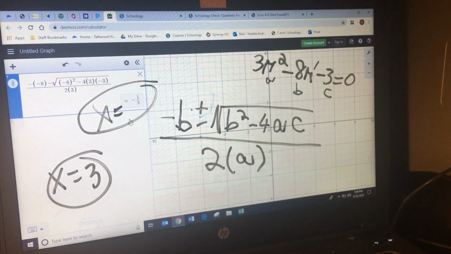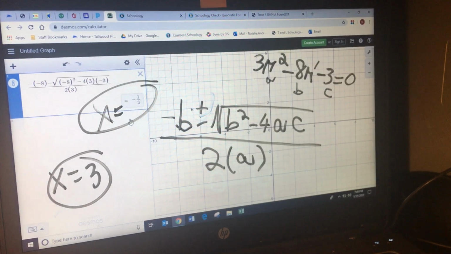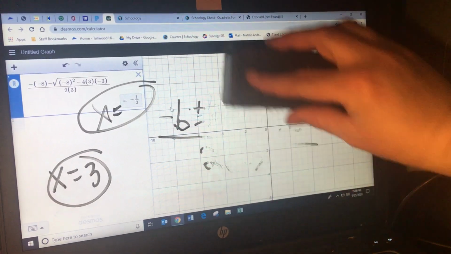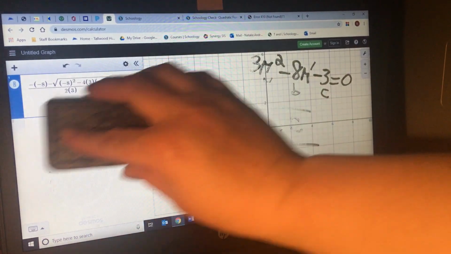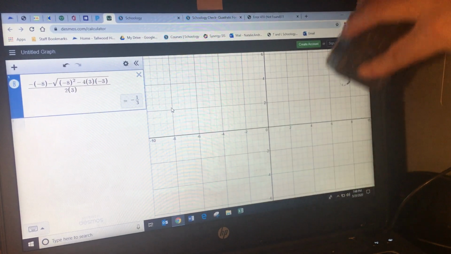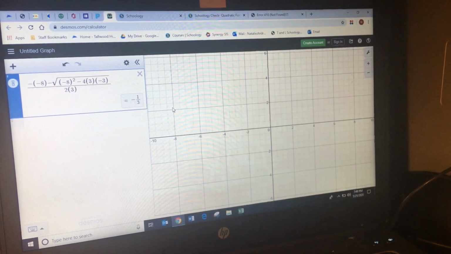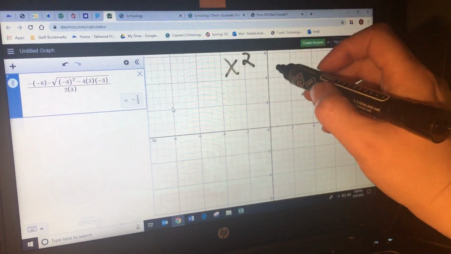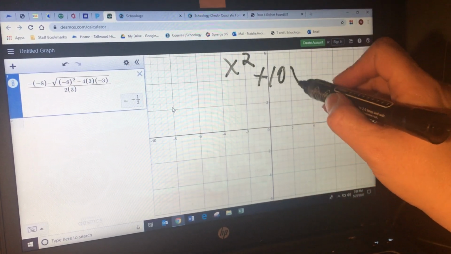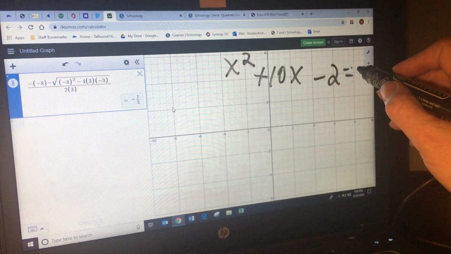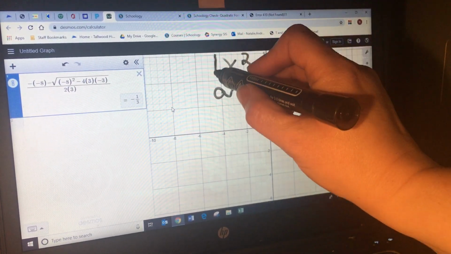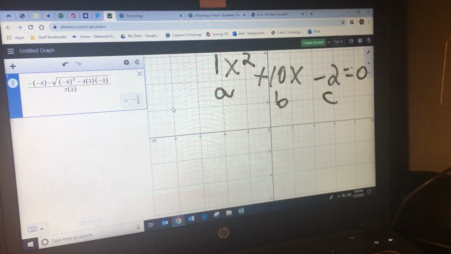Okay, let's go to number 2. I'm just going to stay on this form. Do not clear this, because it'll be so much easier if you just replace the numbers. So I'm going to stay on this screen. I'm just going to write your second equation, which was x squared plus 10x minus 2 equals 0. So that's our A, B, C. If you don't have anything, please write in 1. Okay, now let's change our numbers.